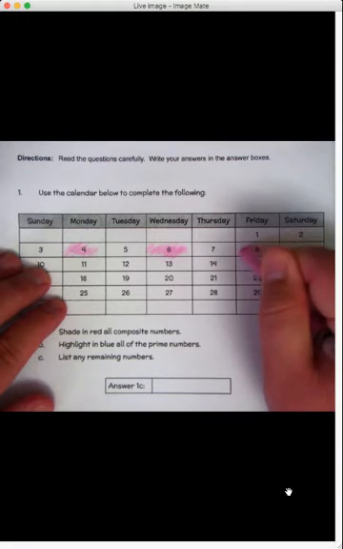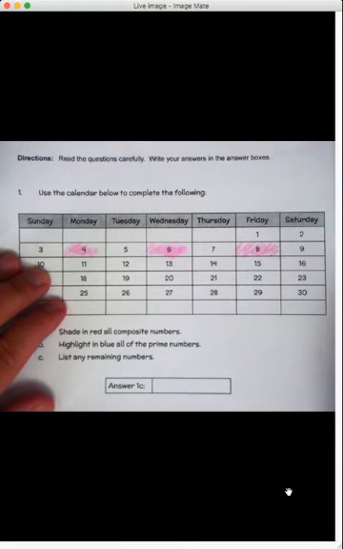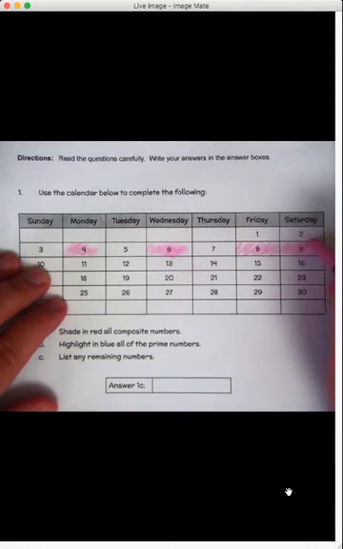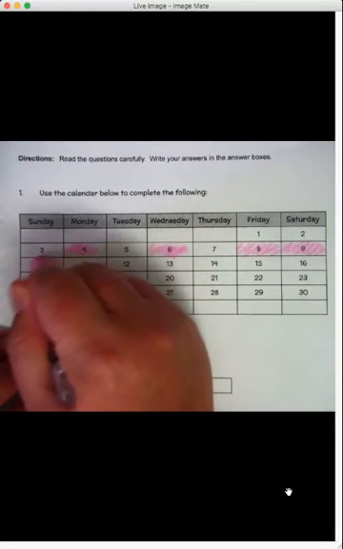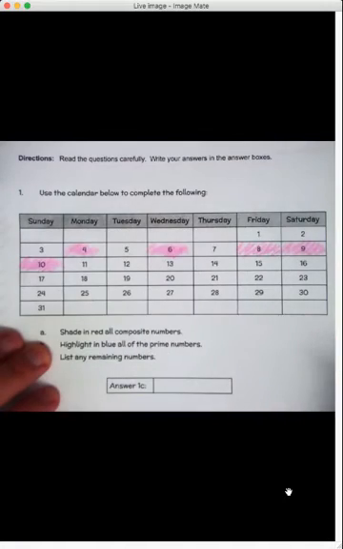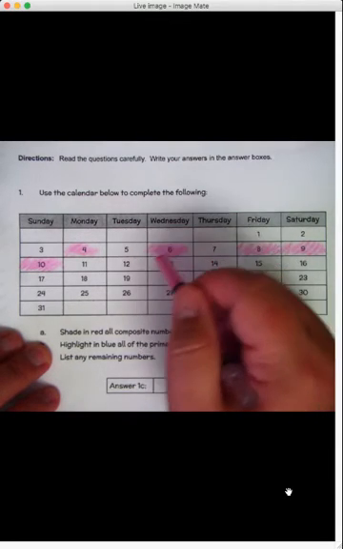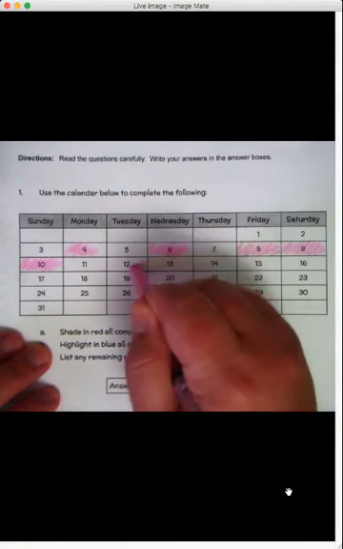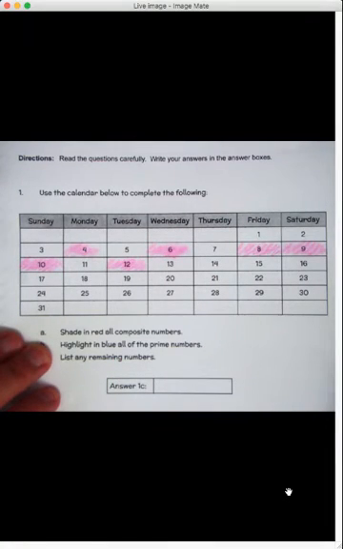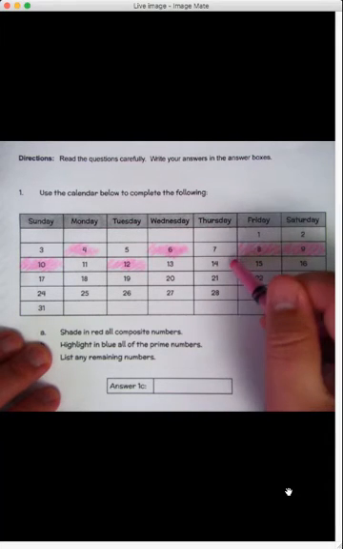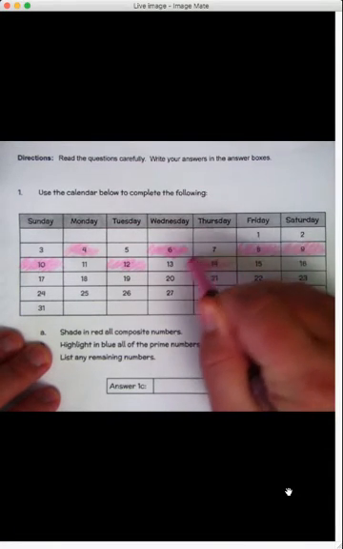8, yes: 1 times 8, 2 times 4. 9, yes, 1 times 9 and 3 times 3. It's a composite number. 10, sure: 1 times 10, 2 times 5. It's a composite number. 11, nope, just 1 times 11. 12 rather, yes, it's got a bunch: 1 times 12, 2 times 6, 3 times 4. 13, no, it's a prime number. 14, sure: 1 times 14, 2 times 7.